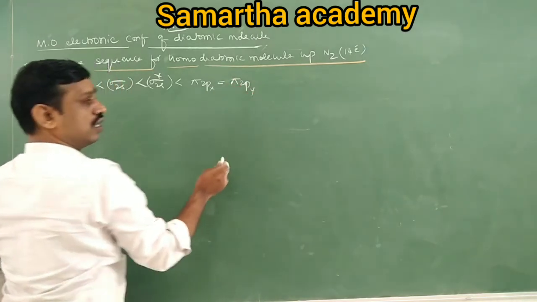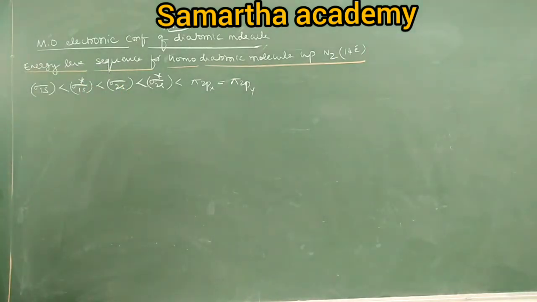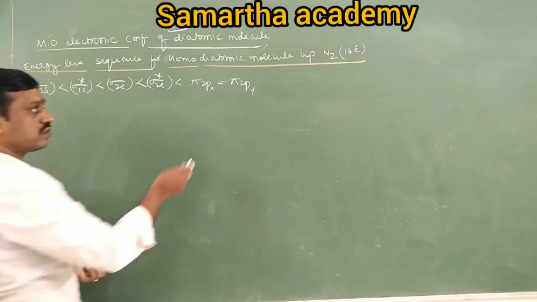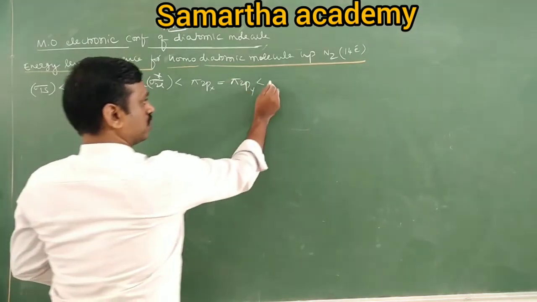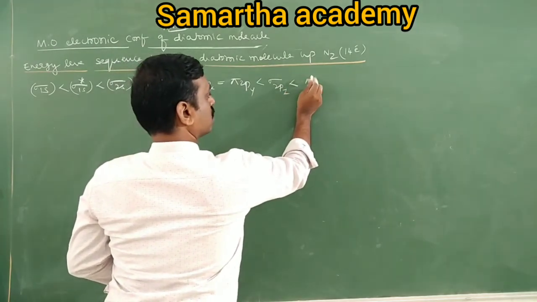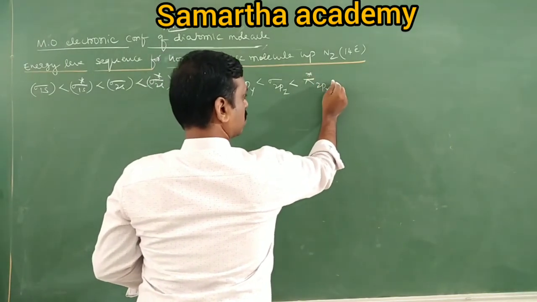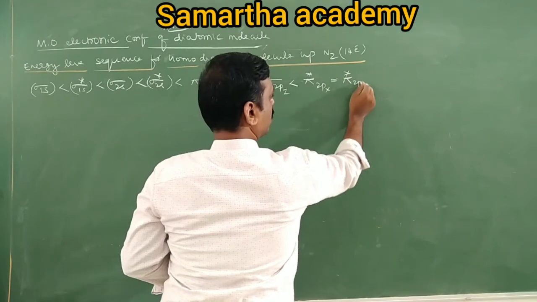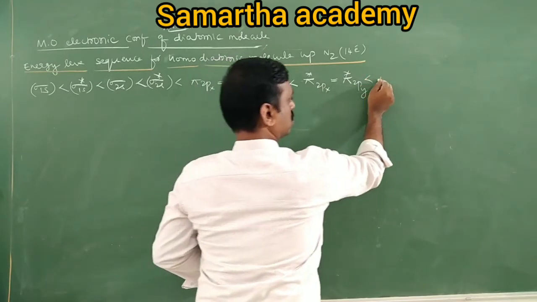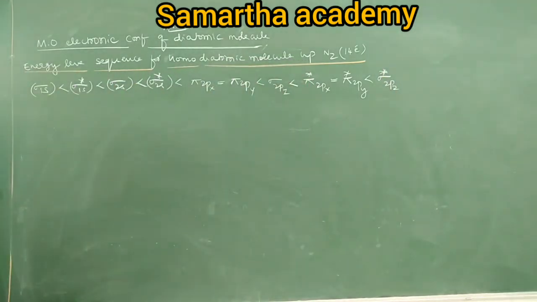Then next, we have pi 2px, which equals pi 2py. Why is this equal? Pi 2px and pi 2py have the same energy. They are called which orbitals? Degenerate orbitals. Next, sigma 2pz. The next is pi star 2px equal to pi star 2py. Then sigma star 2pz. This is the energy sequence. Up to nitrogen molecule, you should follow this energy sequence, right?